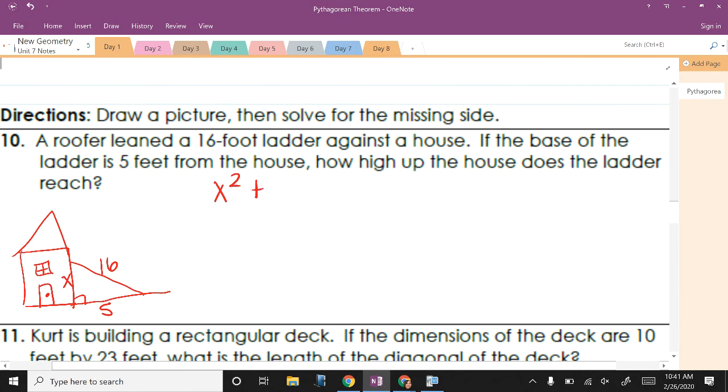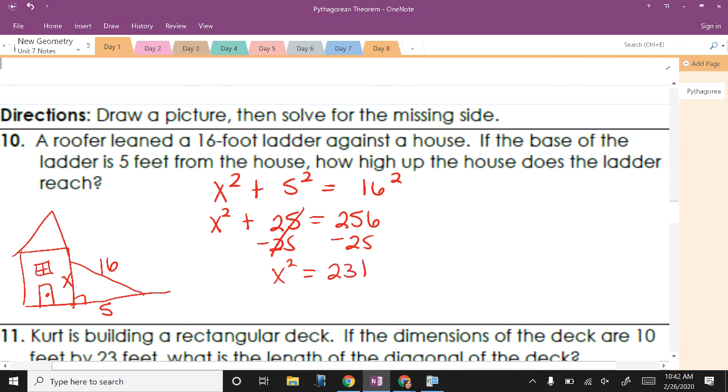So x squared plus 5 squared equals 16 squared. What's 5 squared? What's 16 squared? And then subtract 25 on both sides. You get 231. Square root. What's the square root of 231? So x is approximately 15.2 feet up the house, right?